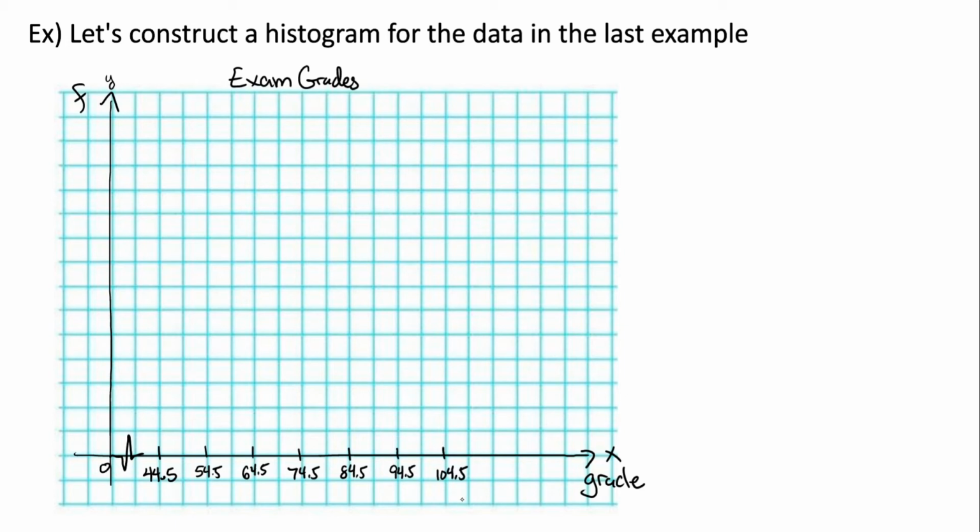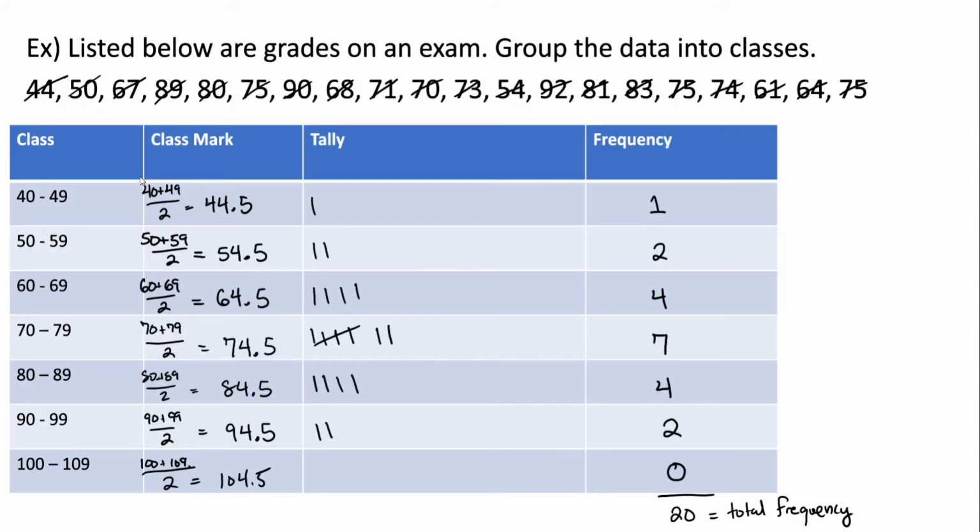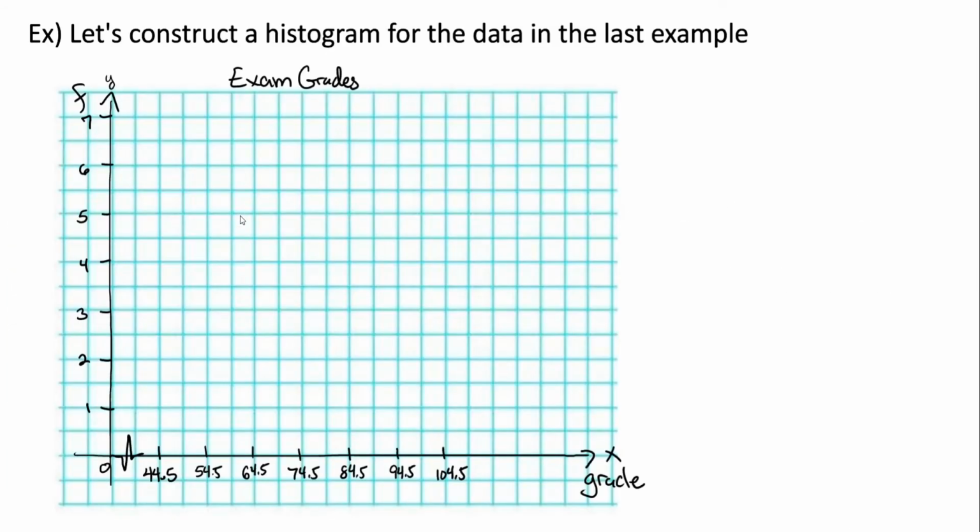So now we've put all of our class marks on the x-axis, and for our frequency, we can count up by ones because our highest class frequency is 7. If we had a higher frequency for one of the classes, we might want to use a larger scale. Now we'll go back to our information here to see what the frequency of each class is. For a class mark of 44.5, our frequency was 1. So that's going to be the height of the bar for that class.